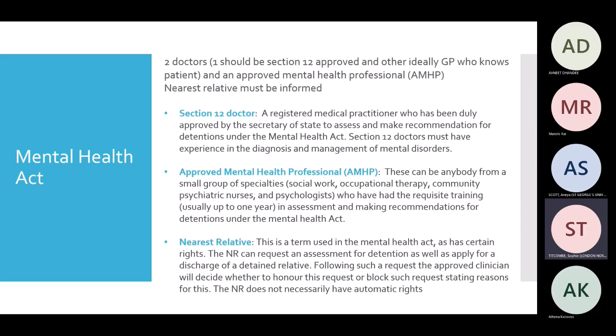And then when we talk about the nearest relative in the Mental Health Act, this is the person, as the title implies, that is the closest relative to the patient. And this person has some rights. So they have the right to be able to request an assessment for detention. And they also have the right to appeal if their relative has been detained and they think that this has been unduly done. But it's important to note that the nearest relative does not necessarily have automatic rights. So although they can request these things and they can appeal, if their relative is under the Mental Health Act, they don't have any automatic rights.